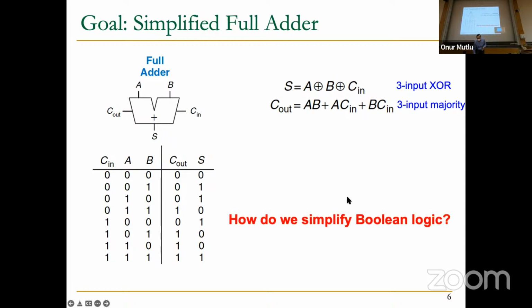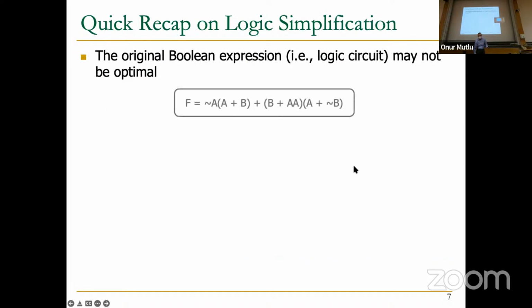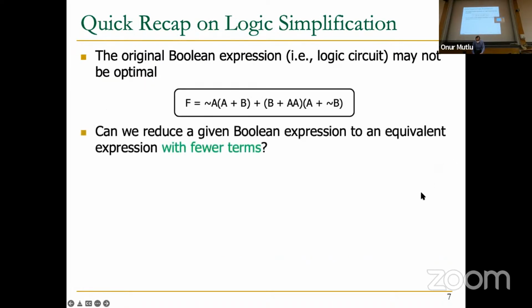So how do we simplify Boolean logic? How do you automate simplification? These are very, very good questions. And clearly, we discussed that the original Boolean expression may not be optimal. This may be something you start with.